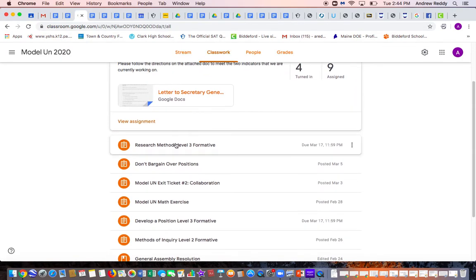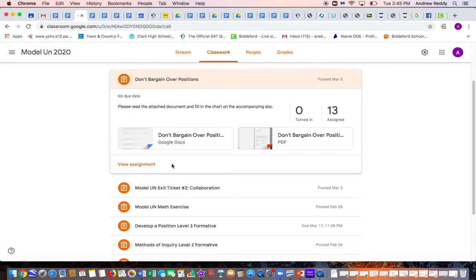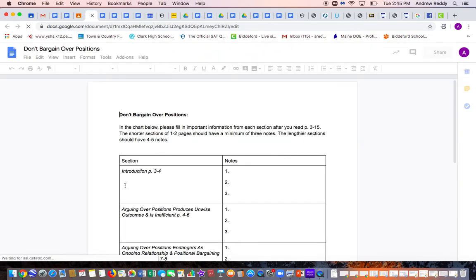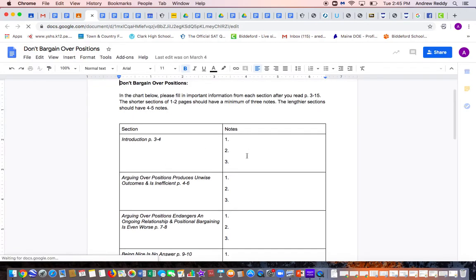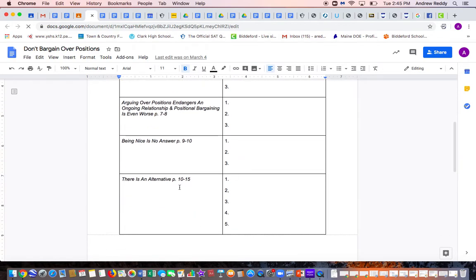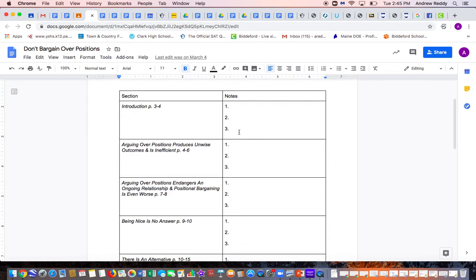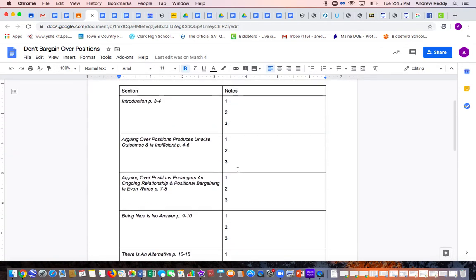Moving on to the other assignment, don't bargain over positions. This was a reading assignment. The PDF is right here. Everyone has it in this assignment. And basically, it's similar to the previous reading assignment that I gave you that had a PDF, where you were basically just writing notes on what the important points are for each section within that reading. Again, it is up to you what you think the important points are. These notes are to help you in the long run.